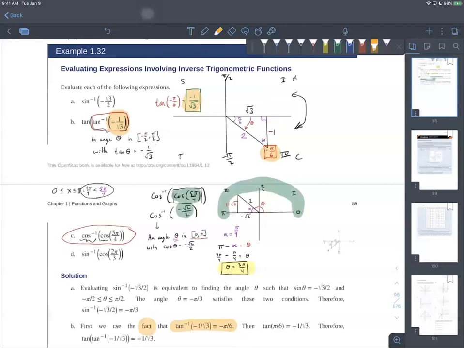Then it tells you to use the fact that the tangent of negative pi over 6 is equal to negative 1 over the square root of 3. I believe there's a typo here: the tangent of pi over 6 is not negative 1 over the square root of 3, so there should be a negative in there. Therefore, the answer is negative 1 over the square root of 3. All right, very nice. Now we are done.